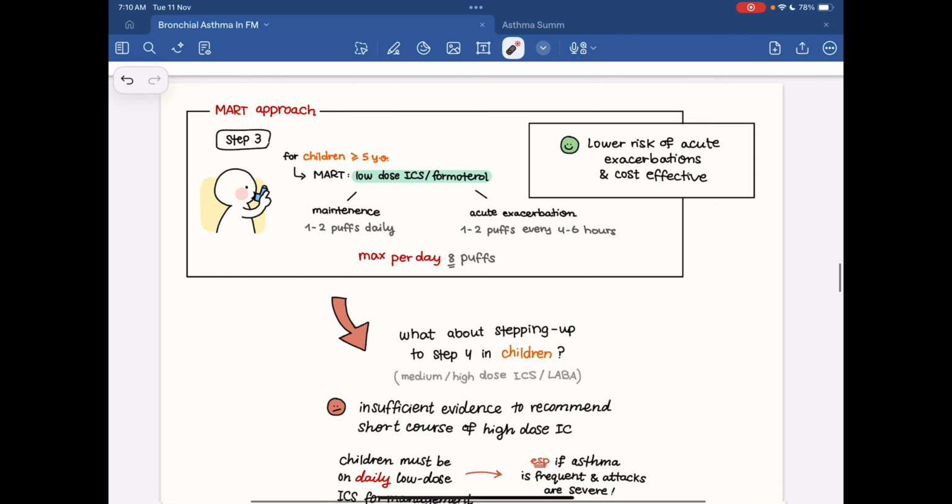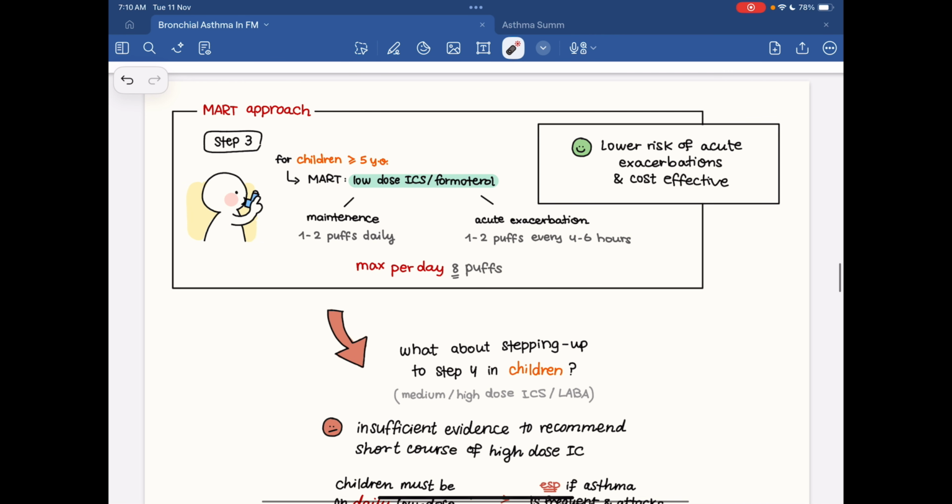Okay, this is a summary of what the MART approach is. For children that are 5 or older, MART is low-dose inhaled corticosteroid and formoterol. We use it for maintenance and acute exacerbations, 1 to 2 puffs 1 to 2 times daily for maintenance, and for acute 1 to 2 puffs every 4 to 6 hours, and max is 8 puffs a day. The benefit of the MART approach: it has a lower risk of acute exacerbations and it is cost-effective.